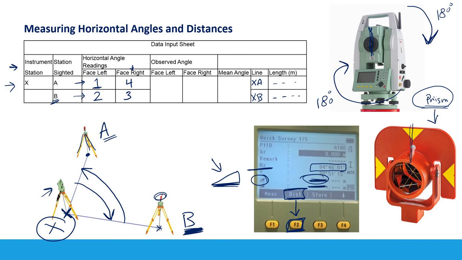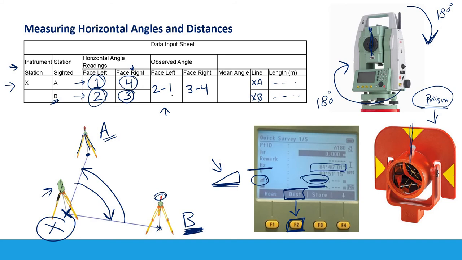Now for the calculations, to calculate the face left value, it is simply the second measurement minus the first measurement. So here, which is the face left over B, this one, minus the face left over A, this one. Now to calculate the face right, which is the third measurement minus the fourth measurement, the face right over B minus the face right over A.